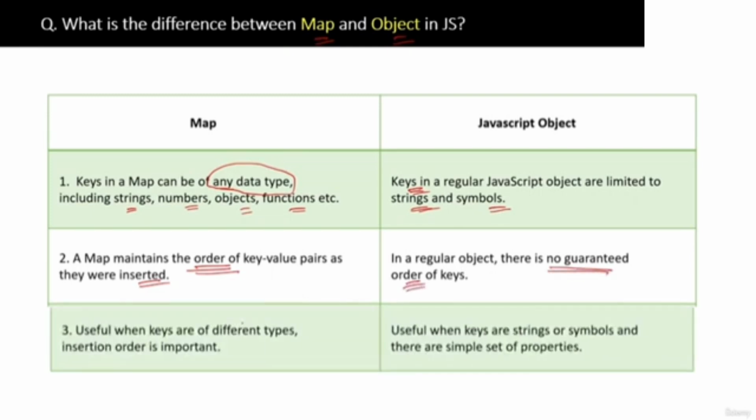Third difference, maps are useful when keys are of different types and insertion order is important. Whereas objects are useful when keys are strings or symbols and there is just a simple set of properties, nothing specific and special about them. So that is the difference between the map and the object in JavaScript.